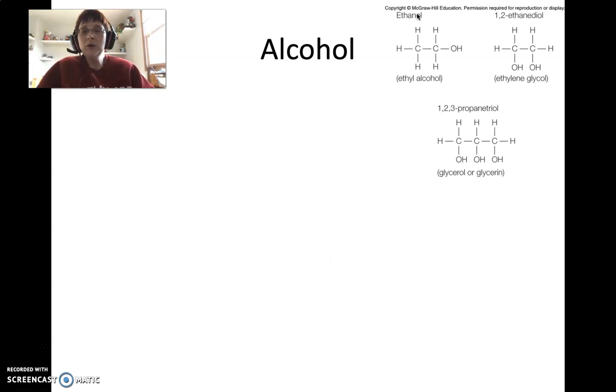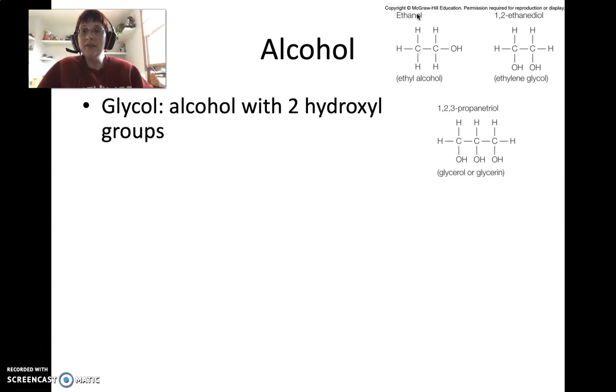We're going to talk a little more in depth on alcohol than some of the other ones, because again, this is the one that you probably are most familiar with, you may just not be aware of it. There are some other guys here. Glycol. Most of the alcohols that we come across in our everyday lives just have one hydroxyl group. But over here you can see ethylene glycol.